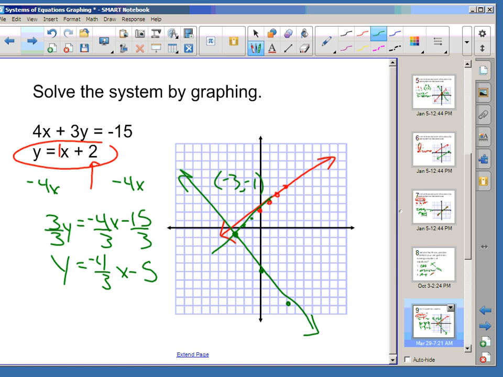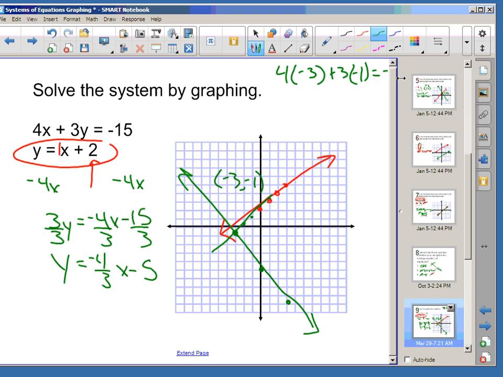Let's see if that works here. 4 times x, which is negative 3, plus 3 times y, which is negative 1, does that equal negative 15? So that's negative 12 plus negative 3. Does that equal negative 15? Yep, it works in that one.